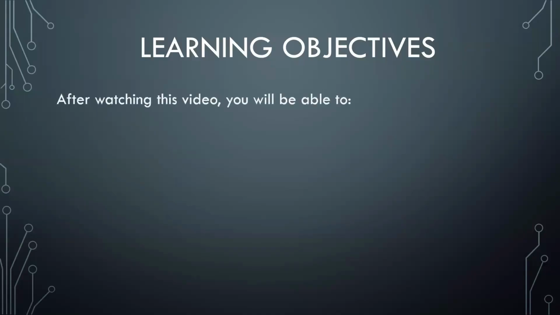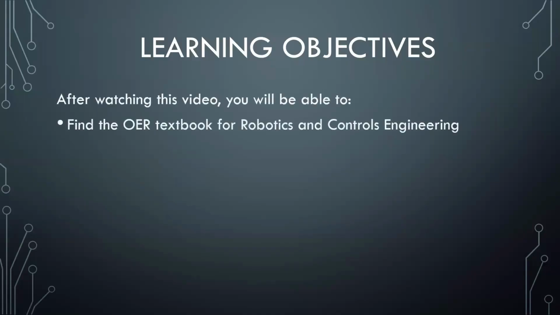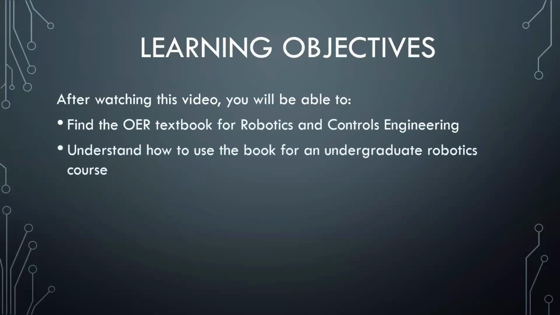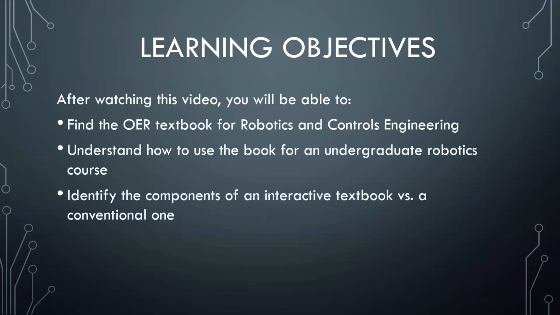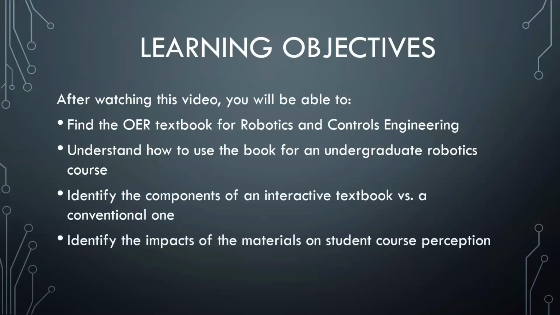After watching this video, you will be able to find the OER textbook for Robotics and Controls Engineering, understand how to use the book for an undergraduate robotics course, identify the components of an interactive textbook versus a conventional one, and identify the impacts of the materials on student course perception.